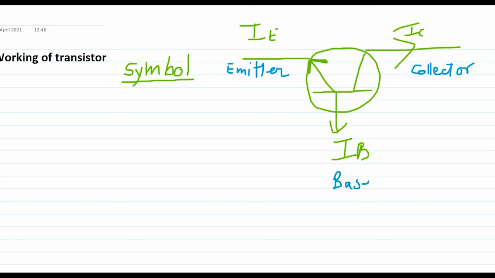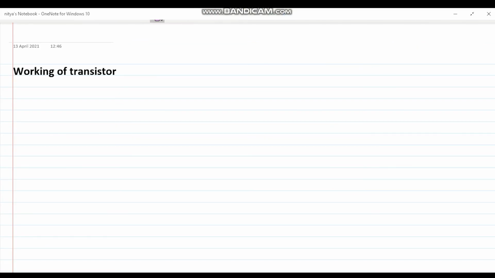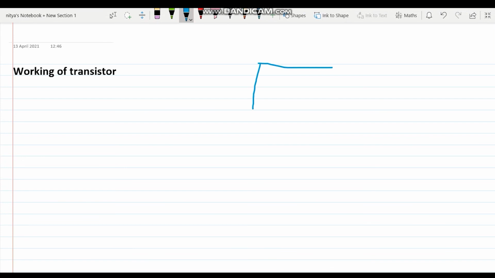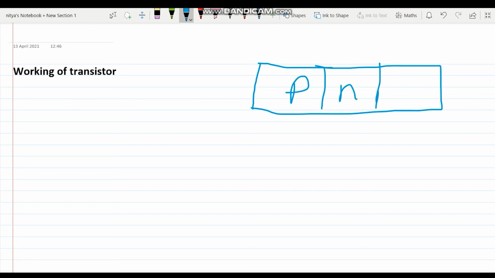Now moving on to the PNP transistor. I'm going to discuss the working of the PNP transistor, and we have to know what its symbol is. So first of all, we draw the PNP transistor.